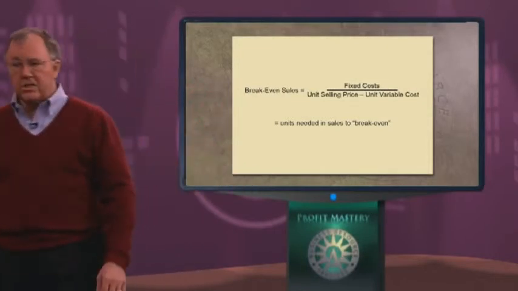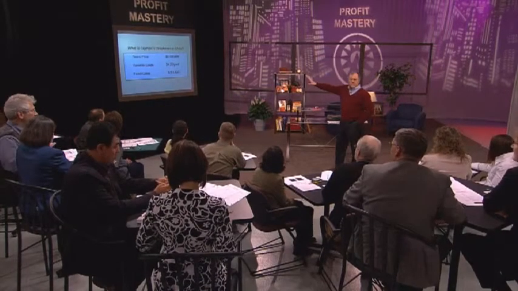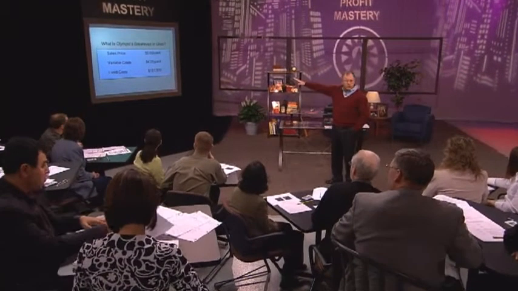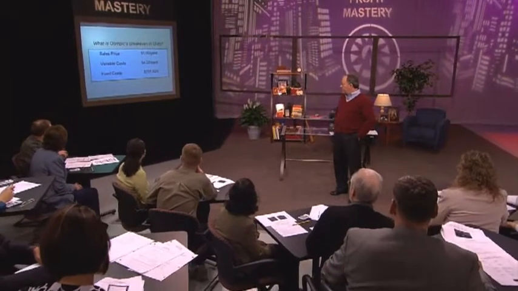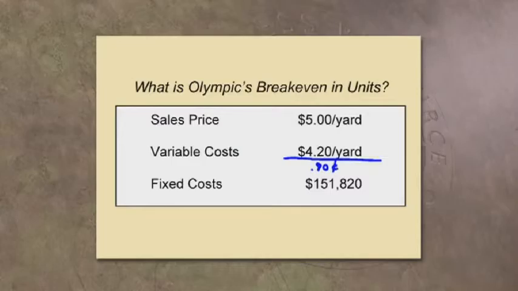So in that context, let's take a look at our case study. We've now said Olympic makes his sales in dollars, but the units he sells are square yards of flooring, right? Selling price $5 a yard. Variable cost? $4.20. So what's contributed per yard? 80 cents. That's all we need to think in terms of. We don't need to worry about the percentage, do we? The 16% or any of that? Now we've got it in dollars, or in this case cents.